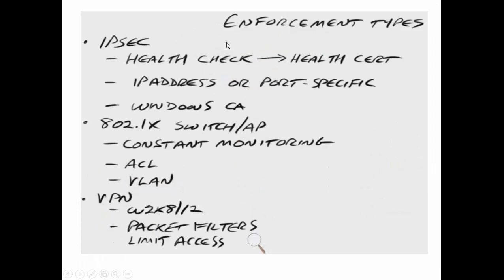Okay, again, enforcement types: IPsec, health check could be done, a health certificate could be there. You could actually use the certificate services to issue a health certificate as well. IP address or port specific. So enforcement types could be, if your machine has a health certificate, NAP will let you pass, right? Or if it is coming from some specific IP address, or port specific. Port specific means what? If it's email traffic, or if that's Exchange, having the Outlook application, or any port, suppose port 80 is there, FTP port, or the telnet port is there.